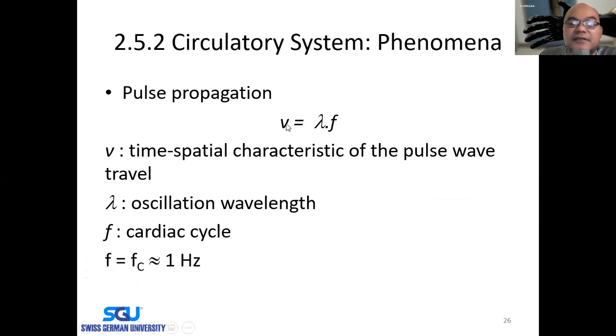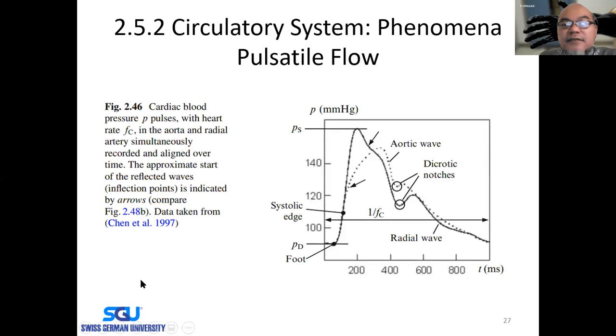So the pulse propagation is calculated as V equals lambda times F. V is the spatial and temporal characteristic of the pulse wave travel, lambda is the oscillation wavelength, and F is the cardiac cycle frequency. Most of the time it is usually 1 hertz, 1 beat per second. So here is the cardiac blood pressure with heart rate Fc. The period is 1 over Fc for one single blood pulse.